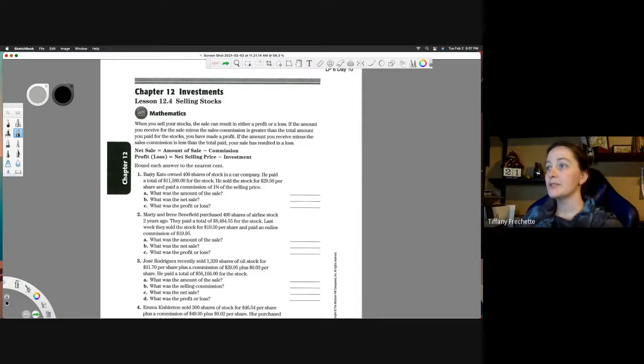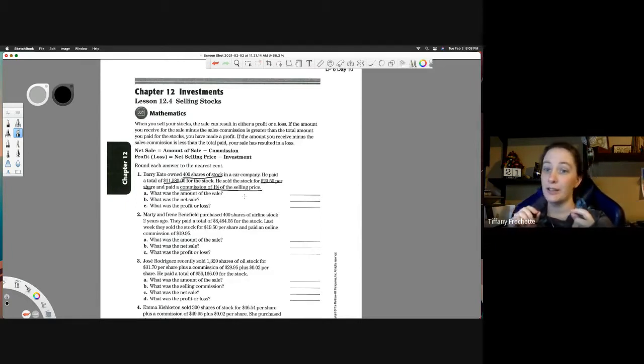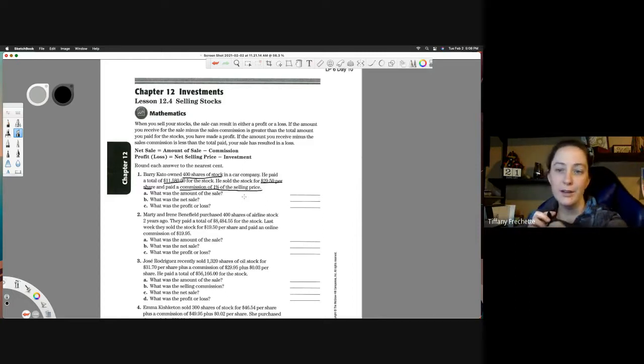But number 1, it says, Barry Cato owned 400 shares of stock in a company. He paid a total of $11,580 for the stock. He sold the stock for $29.50 per share, and he had a commission of 1% of the selling price. So this is another thing you want to make sure you're paying attention to. What is the commission? Because the commission could be a flat fee. It could be per share. It could be the total selling price. Make sure you're paying attention to that wording. It does change between the problems here. So you just have to pay attention to what you're calculating for the commission.